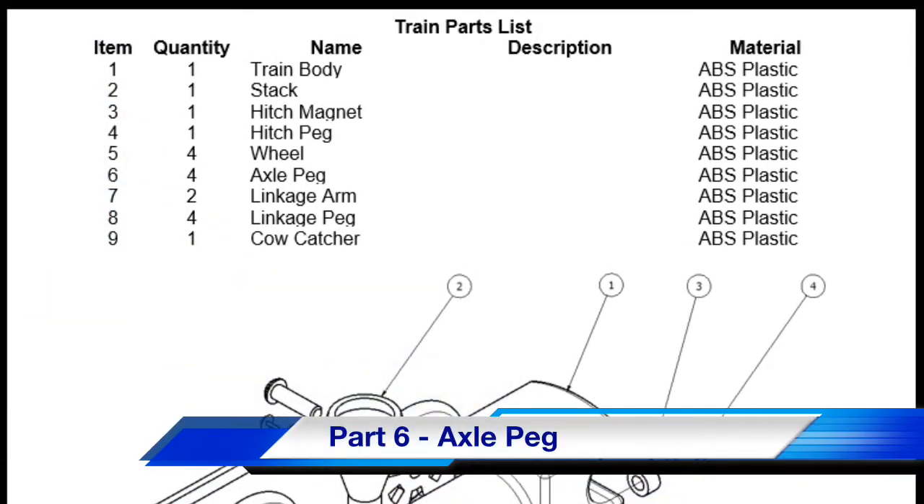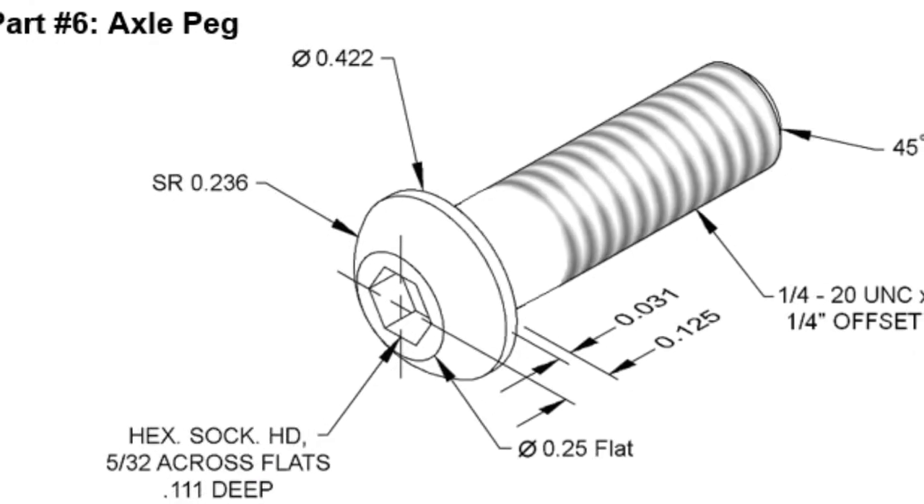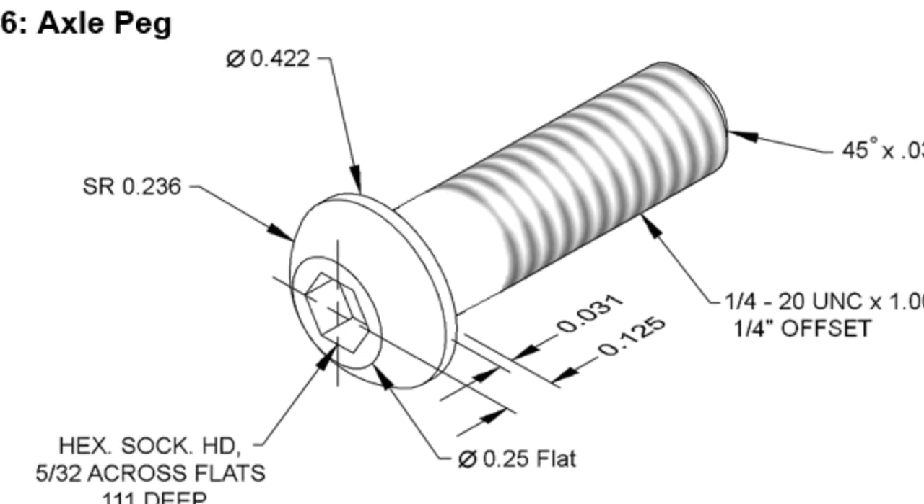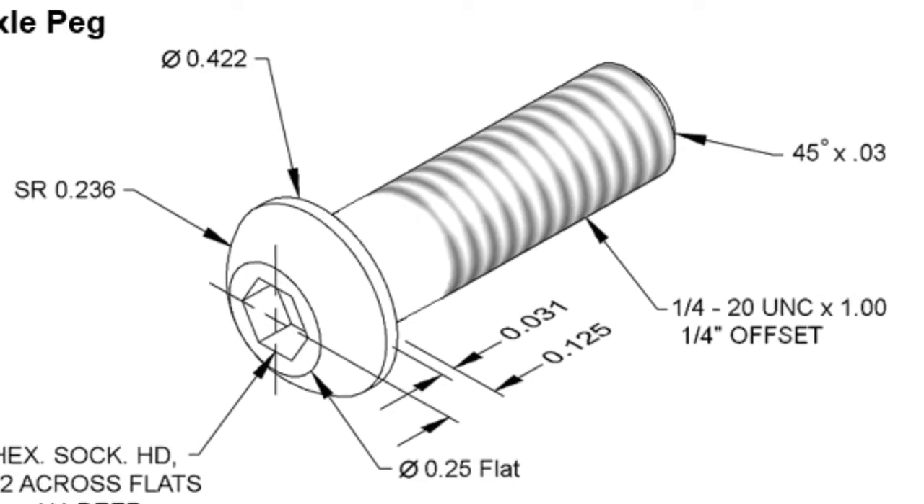Welcome to part 6, the axle peg. Open up Inventor and start a new part.